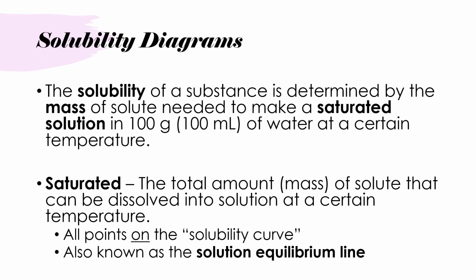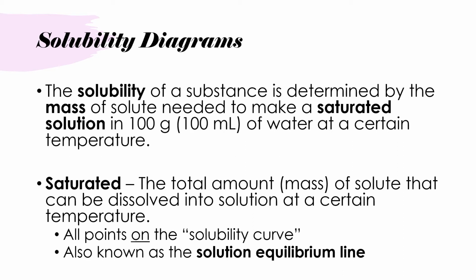So when we are looking at solubility diagrams, we are looking at how soluble a substance is in 100 grams of water at a certain temperature. You can determine whether a substance is considered saturated, unsaturated, or supersaturated based on the point on the diagram.